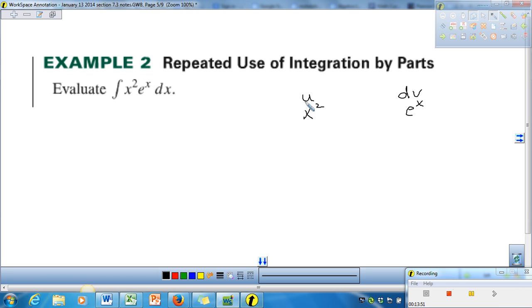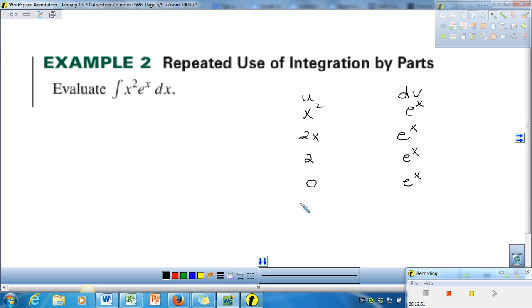Okay? So, left column, we just do derivatives. The next one would be what? 2x, then 2, then 0. So it gets to 0 pretty quickly. Not too bad. And the right column will be very nice. The antiderivative of e to the x is e to the x, e to the x, and e to the x. So I'm stopping here again because I got to 0, and it would be an easy integral.